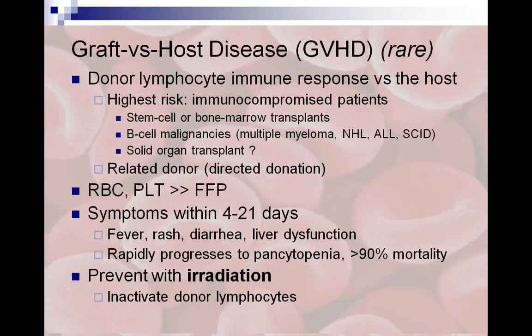Graft versus host disease is a very rare complication. This happens when the donor's plasma has a response against the recipient's blood cells. So this is almost like a hemolytic transfusion reaction in reverse. Usually patients who are immunocompromised are at highest risk for this to happen. So patients who have had stem cell or bone marrow transplants, patients with B-cell malignancies, maybe patients who have solid organ transplants. We also see this a lot with consanguineous donors. So if people have directed donation from family members, they may be at increased risk for graft versus host disease.